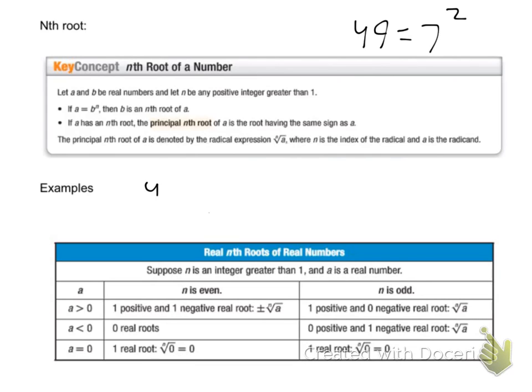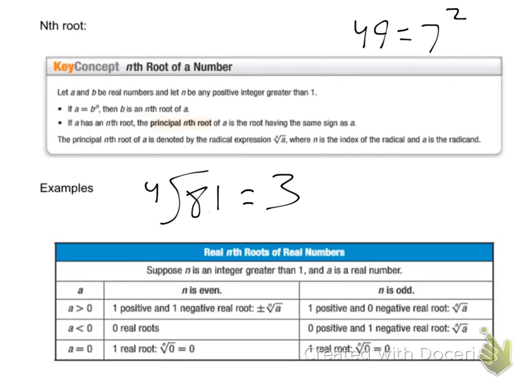Okay, so I've got a question. What's the fourth root of 81? No calculators. It's 3. How did you get 3? It's 3 times 3 times 3 times 3. 3 to the fourth power is 81. What times itself 4 times is 81?